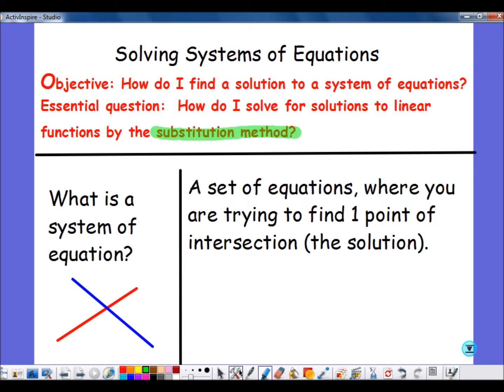Let's review what a system of equations is. A system of equations is a set of equations. That means I can have one or more lines, where you are trying to find the one point of intersection, and that is called the solution. So remember in our previous video, we looked at two lines, and where they intersect, this is the solution that I'm looking for. Remember, we talked about in our previous video how we look at the substitution method. Let's look at the section that we're supposed to look at.